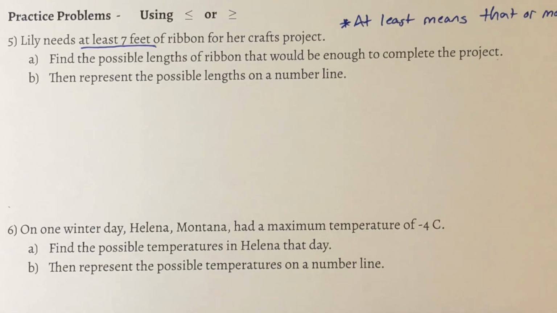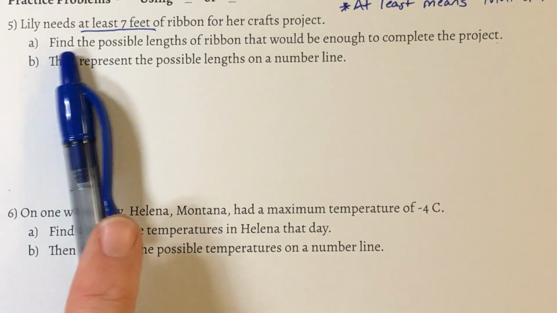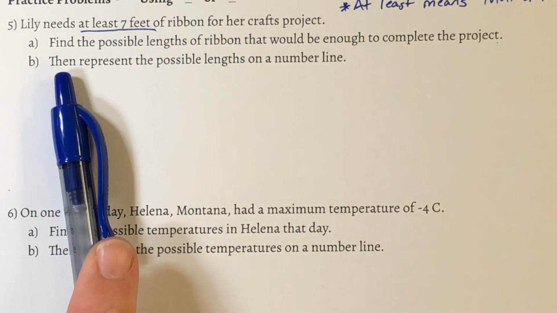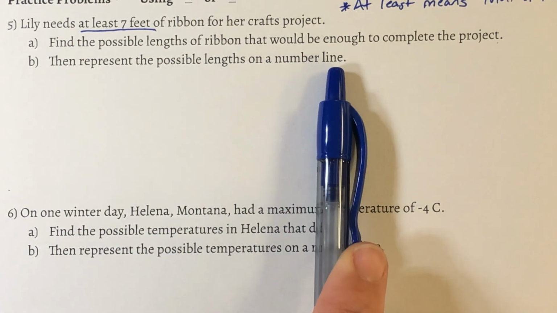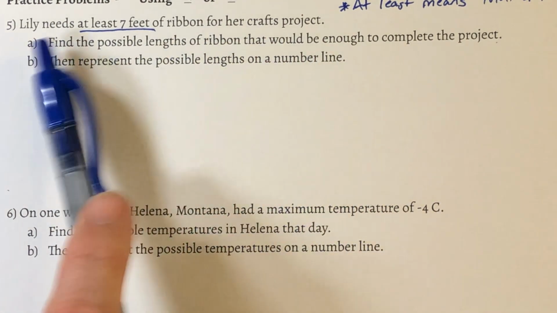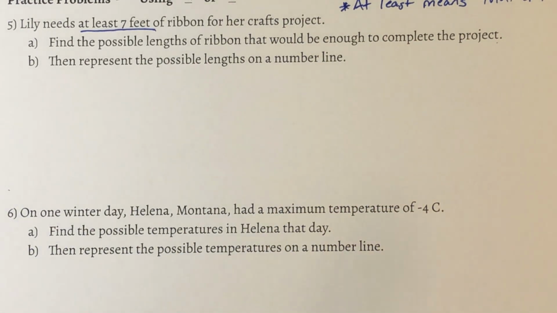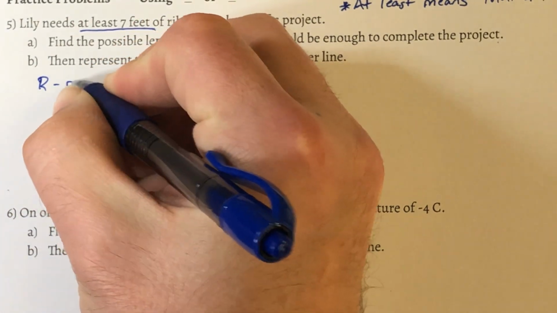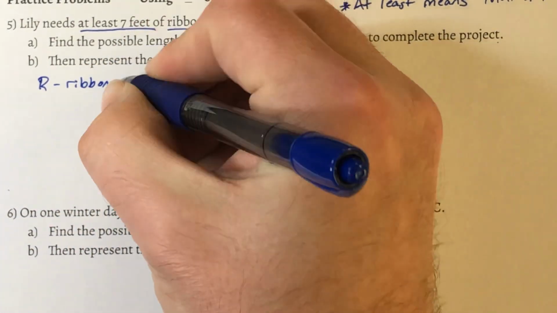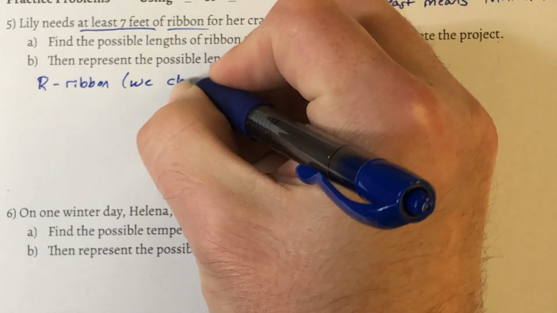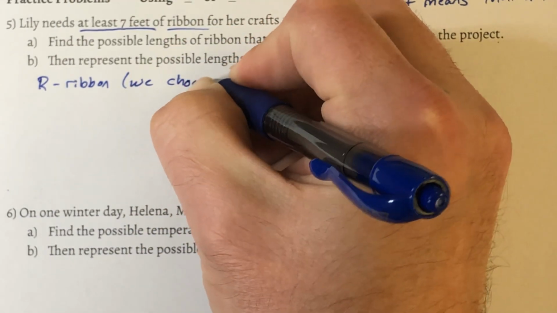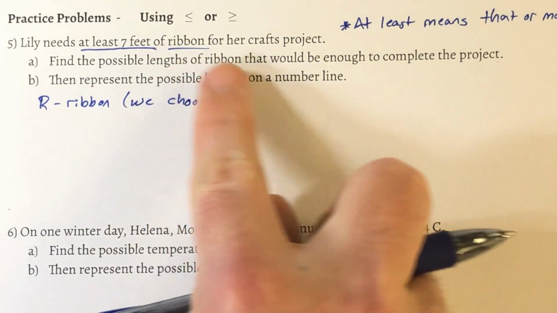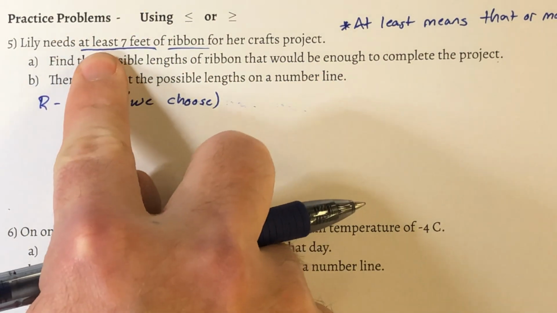Always. Okay. Part A. Find the possible lengths of ribbon that would be enough to complete the project. Part B. Represent the possible lengths on a number line. So first, it doesn't tell us a letter, so we're going to get to choose one. Since we're talking about ribbon, I'm just going to go with capital R for ribbon. So again, I'm going to note that we chose this. Okay, so I want the possible lengths of the ribbon. So what does it say the ribbon needs to be?